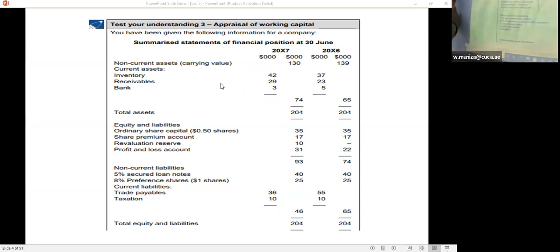So what are our current assets? Current assets have been 65 in 2006 and 74 in 2007, and we have to deduct inventory. Now let's see the amount of inventory. Students, what is the amount of inventory? It's 37 and 42 respectively. Is it? Yes, 37 and 42. Now calculate the quick ratio.